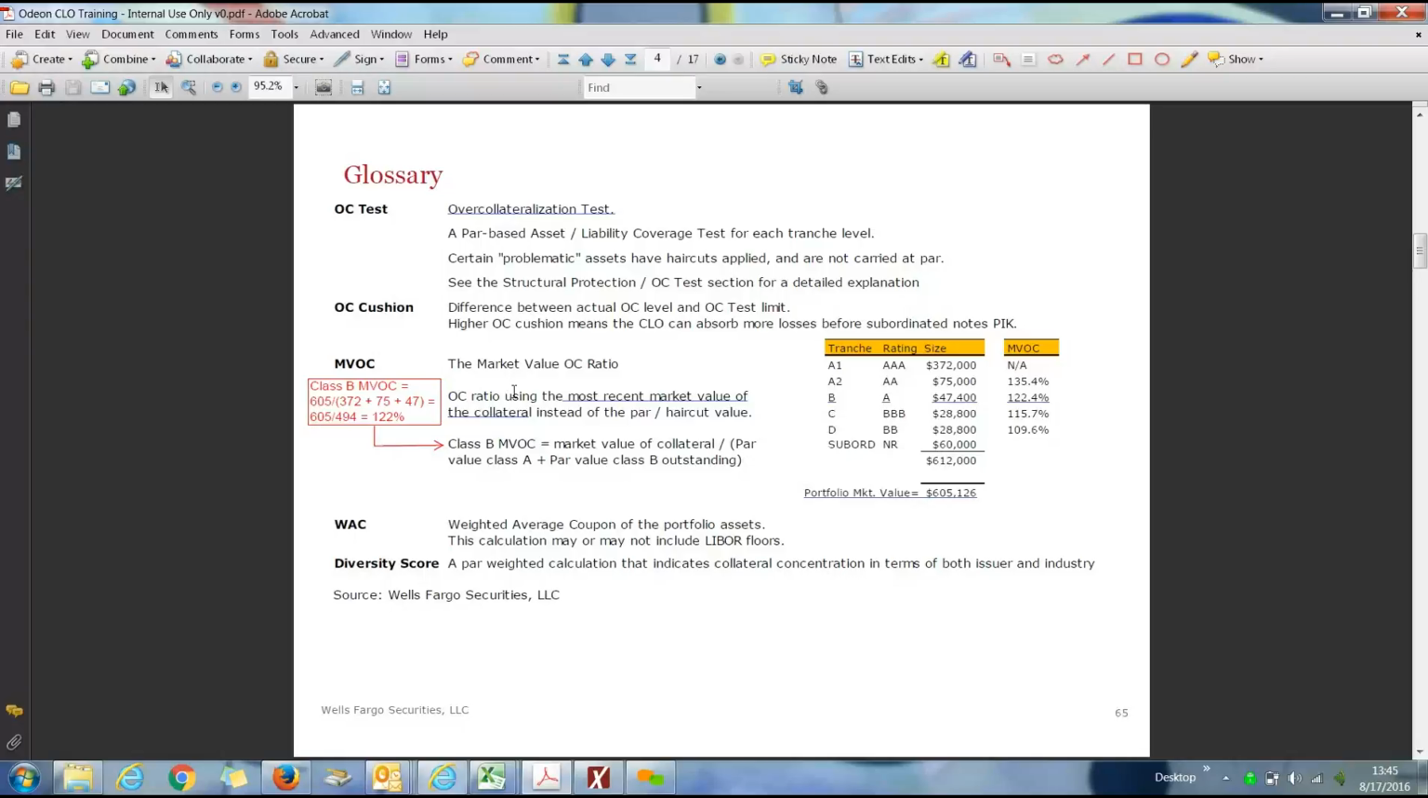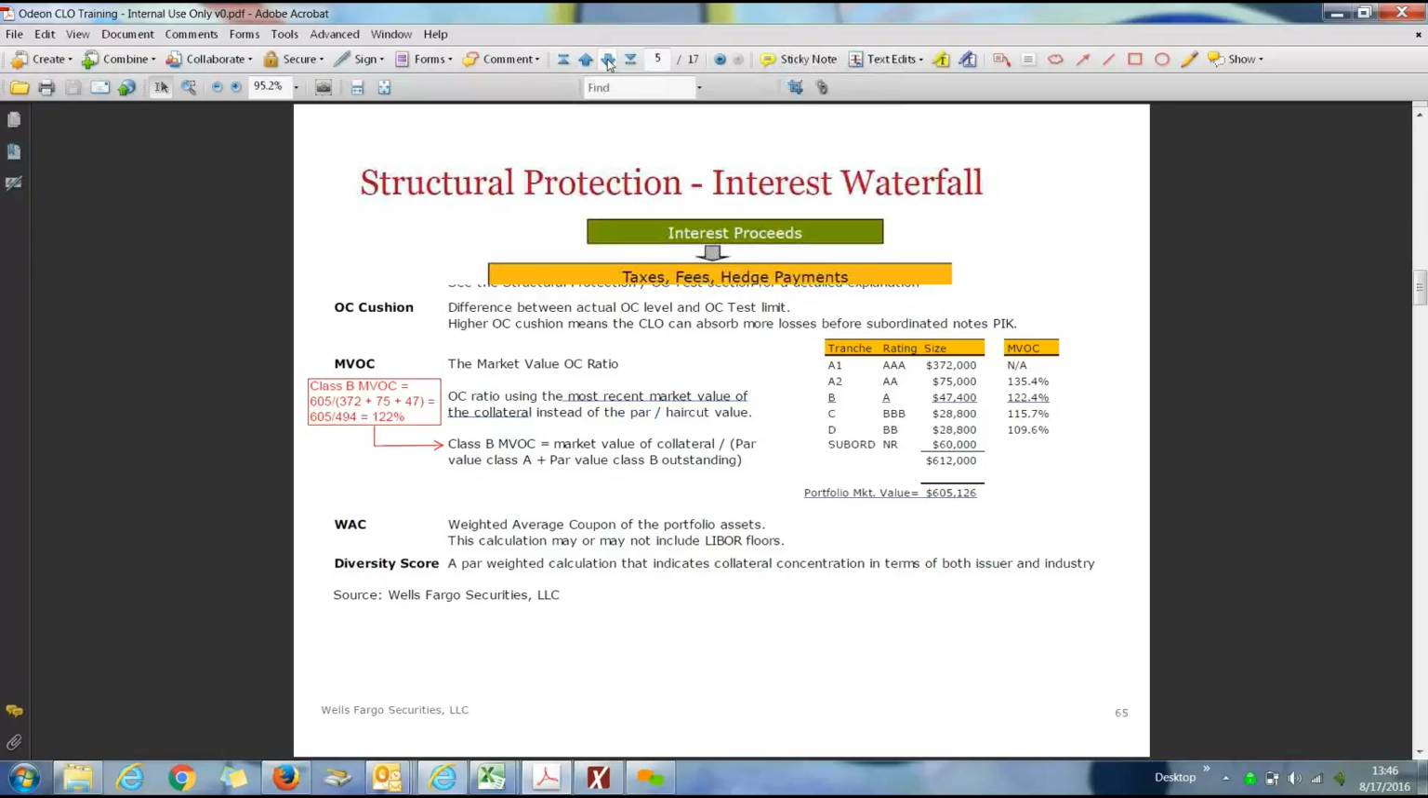And the reason that people look at this is it's a quick and dirty way to compare deals to see if something that you're looking at is within a range of quality that you would be interested in. You can have deals that have very close MVOCs and very different portfolios. That's why you got to look closer. But anyway, that's what MVOC is, and that's what the OC cushion and OC tests are. And on the next screen, we'll start to see where the par value tests come in.